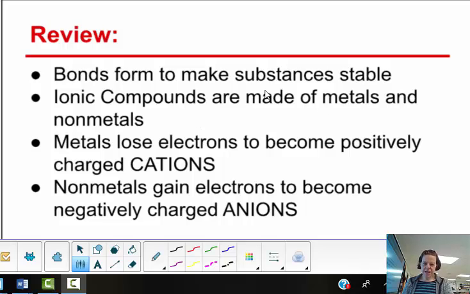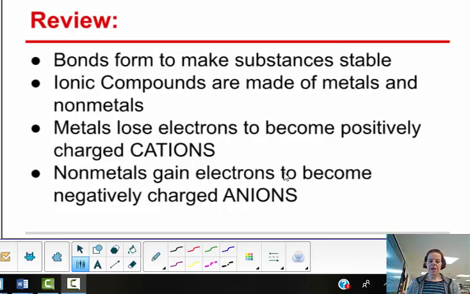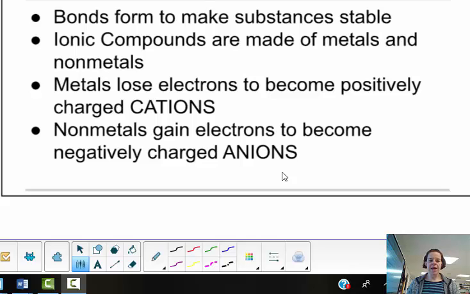Ionic compounds, like I said, are made of metals and nonmetals. Remember, metals are on the left of the periodic table, nonmetals are on the right. Metals are going to lose electrons and become positively charged cations. So remember, metals are the ones that have a small amount of valence electrons and they have a low ionization energy, so they easily lose their electrons. Nonmetals will gain electrons and become negatively charged anions.